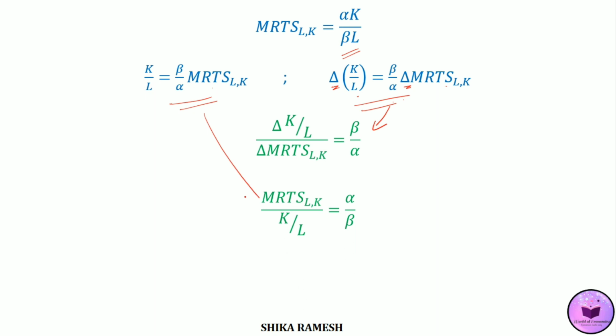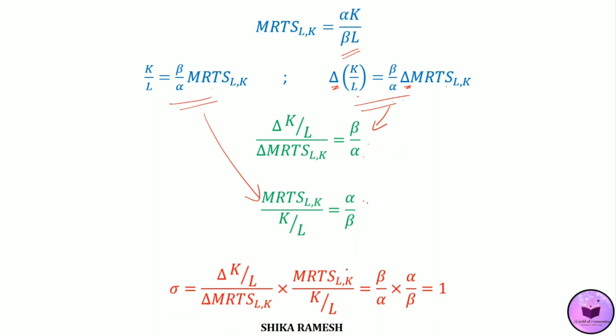So, substituting these two terms onto the formula of elasticity of substitution, we get sigma is equal to beta by alpha multiplied by alpha by beta. Here both alpha and beta get cancelled out, and we get elasticity is equal to 1. So, using these two methods, we can prove that the elasticity of substitution is equal to 1 for a Cobb-Douglas production function.